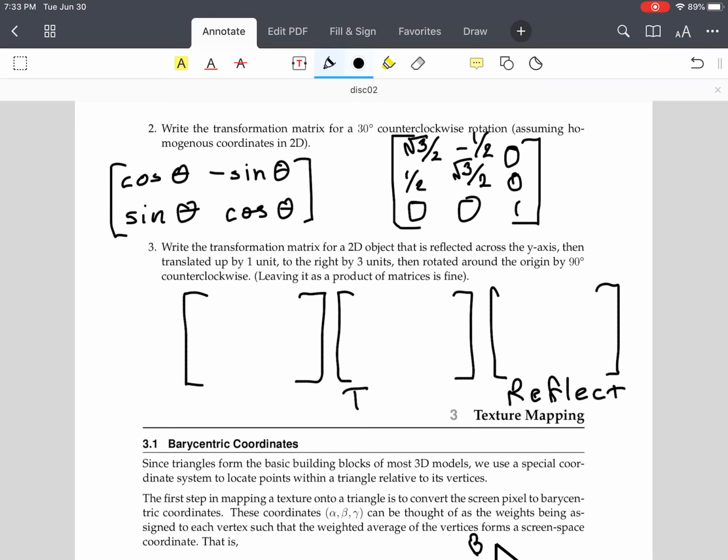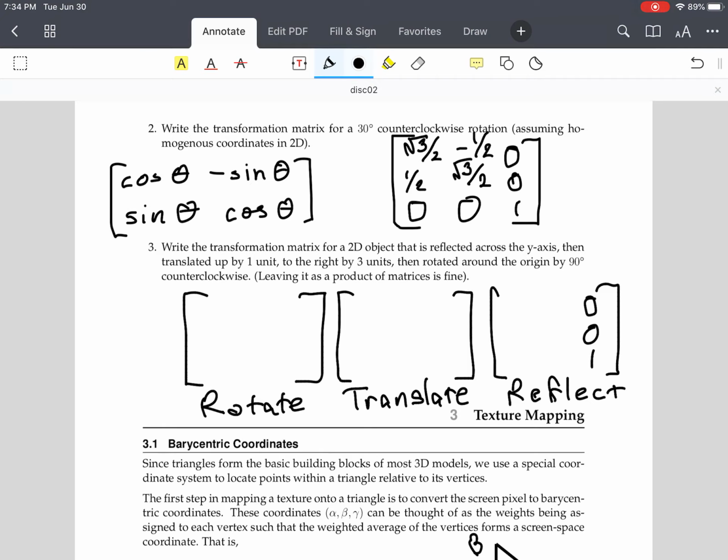This one is going to be translate, and then this one is going to be rotate. Okay? So that's the order these matrices are going to be in, because that's the order we're transforming our 2D object in. So first of all, let's go ahead and start with the reflect matrix. Now we're not doing any translation here, so we can quickly fill in this last column as 0, 0, 1. And now for the rest of the matrix, all we want to do is reflect across the y-axis.